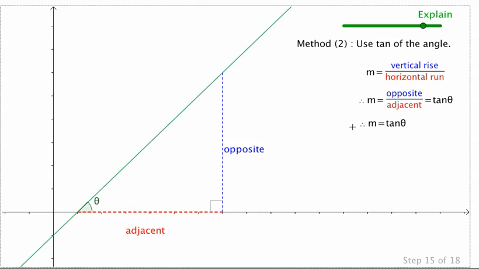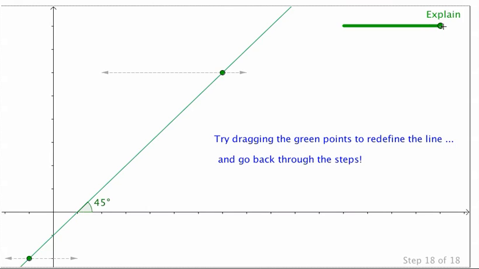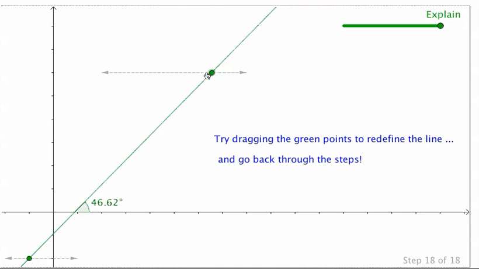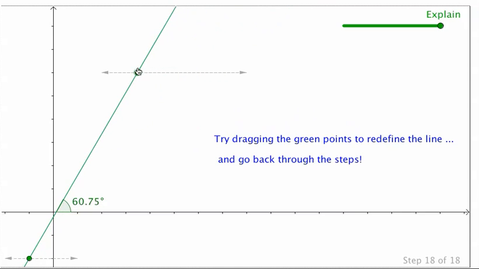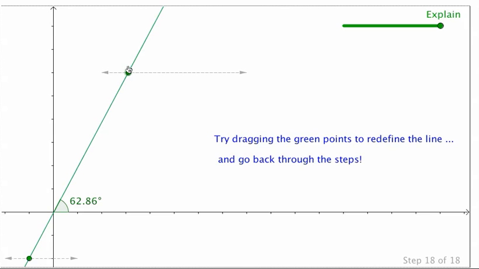And if that's the case, we can just calculate the tan of the particular angle we've got. So in this case it's tan of 45, and the tan of 45 is 1. So that's given us the same answer as the other method, which of course makes sense because it's the same line. It should be the same solution. And then finally we'll proceed to the last step here, and we will change the line. So I'm just going to drag this so it's a steeper gradient.